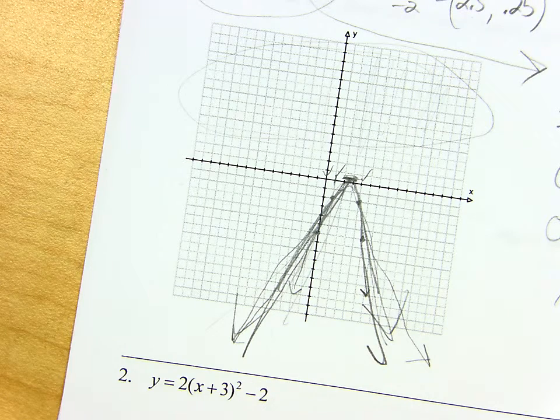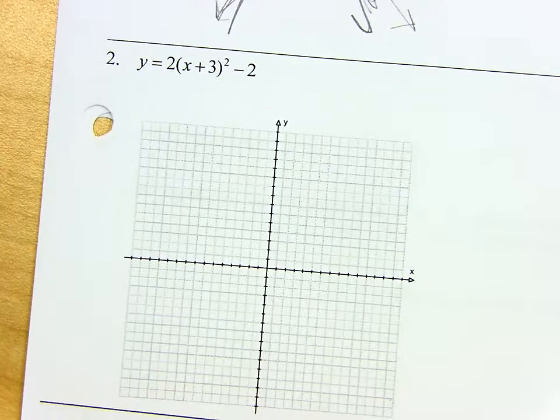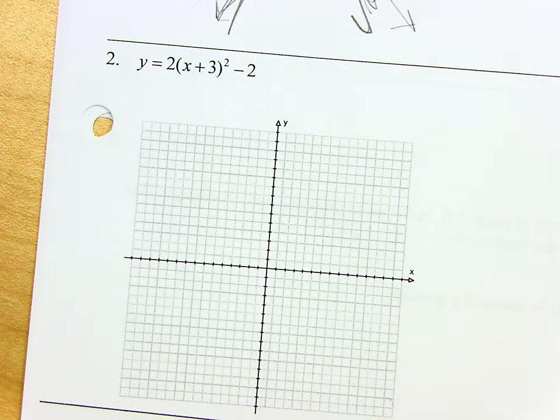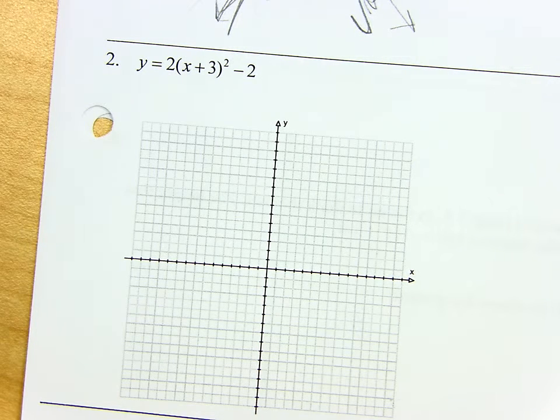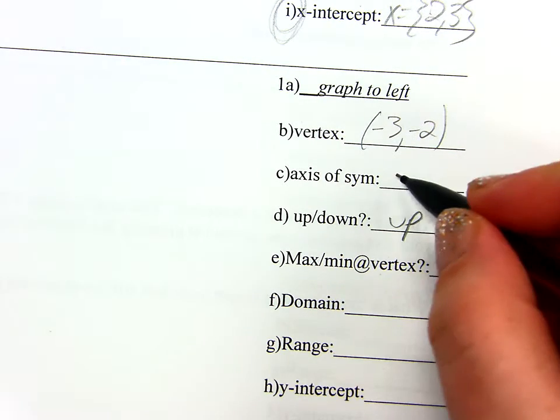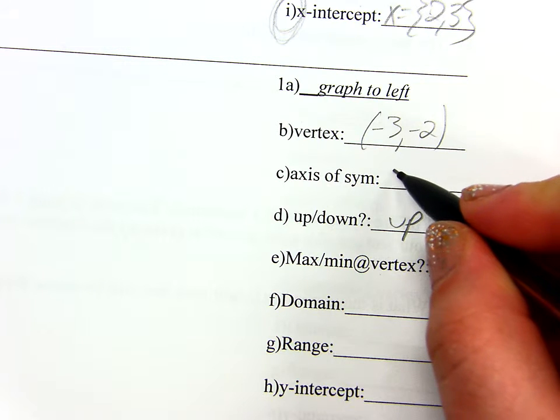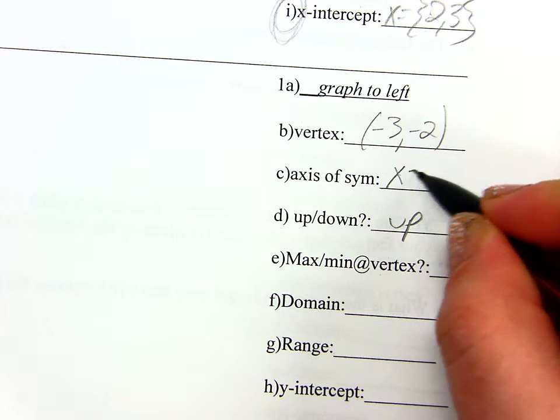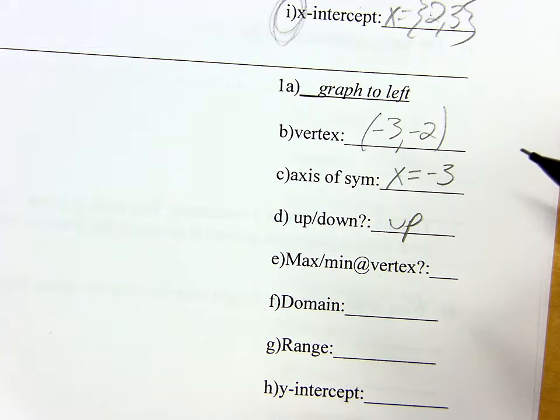All right, so let's check out the second one. The second graph. Tell me what you know about this graph before we even start. It's up like a cup. So that's the answer to D. Okay, got it. Tell me something else you know. You know where the vertex is because this is in vertex form. -3, -2. There's no work to do for this one. Which means once I have the vertex, I already have the axis of symmetry. You have to write x equals -3.